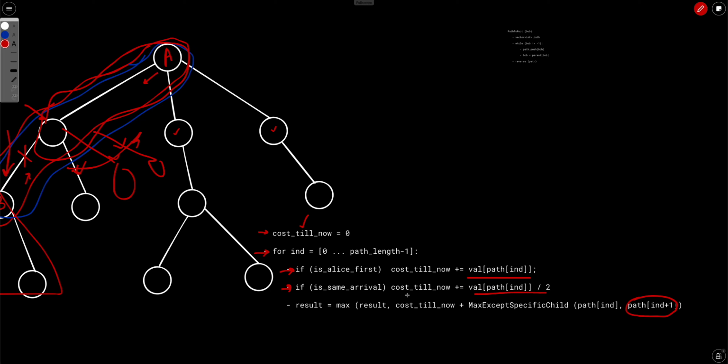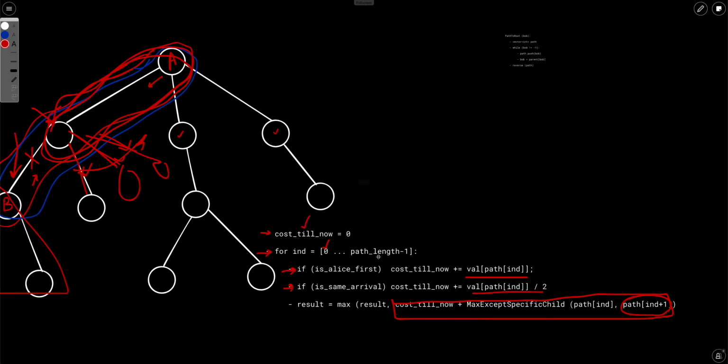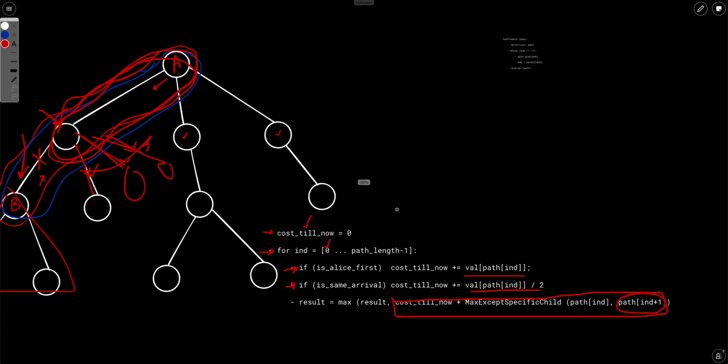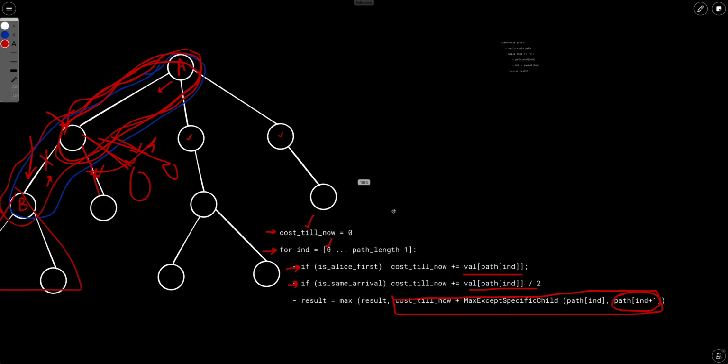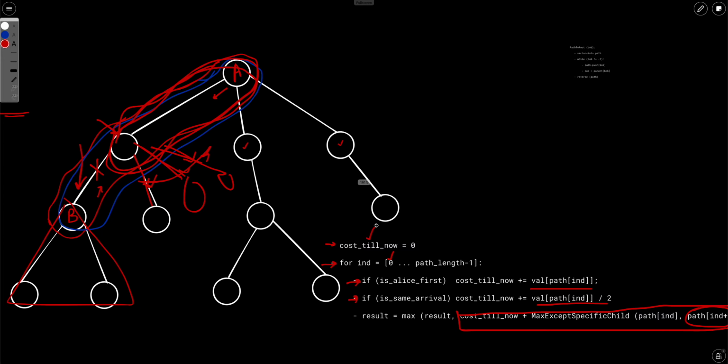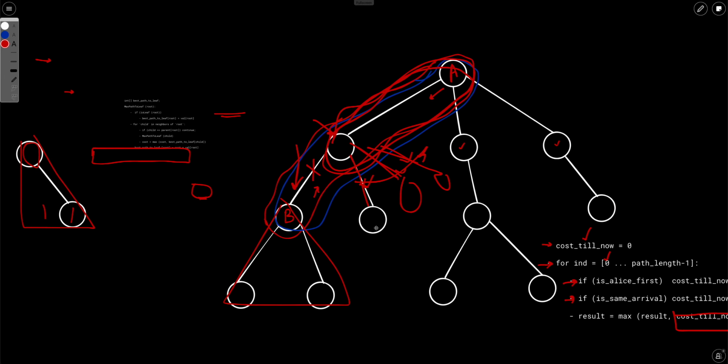So what will be the cost of this particular prefix? You already know the cost of this prefix, right? And after this, you know the maximum cost across all the children except this node. So this will be the cost of this particular prefix. You will just take the maximum across all such indexes, and that is the answer. Okay, so this was a pretty intense problem. The solution is not that tricky.